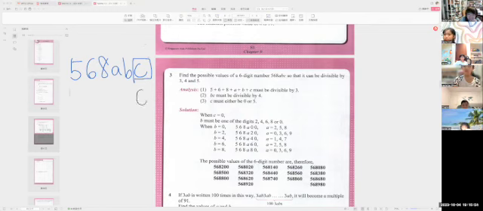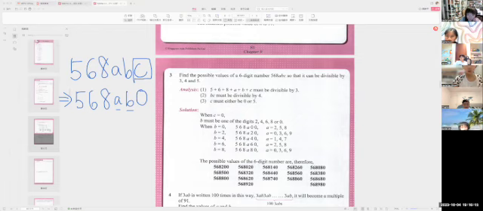C can only be 0, correct? Correct, because if C is 5, then this number cannot be divisible by 4. 4 is an even number. So now the question became 568AB0. Now the question is only about A and B.